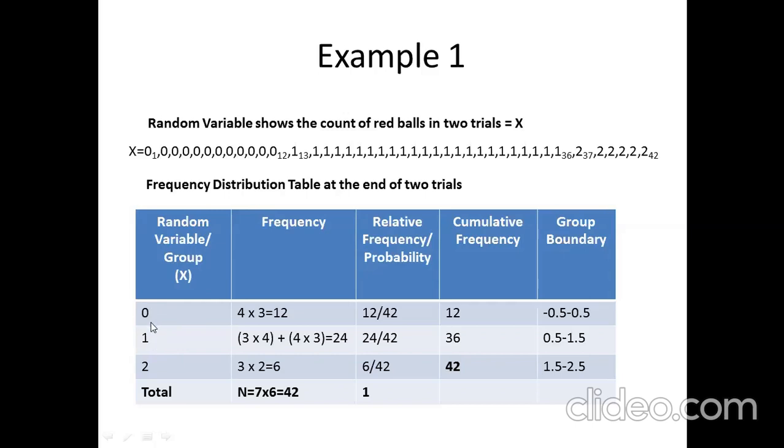This 0.5 is a jamming factor which we will be using. And this 0.5 is subtracted and added to the group values. So to give the group boundaries, like 0 minus 0.5 is minus 0.5, and 0 plus 0.5 is plus 0.5. 1 minus 0.5 is 0.5, and 1 plus 0.5 is 1.5. 2 minus 0.5 is 1.5, and 2 plus 0.5 is 2.5.